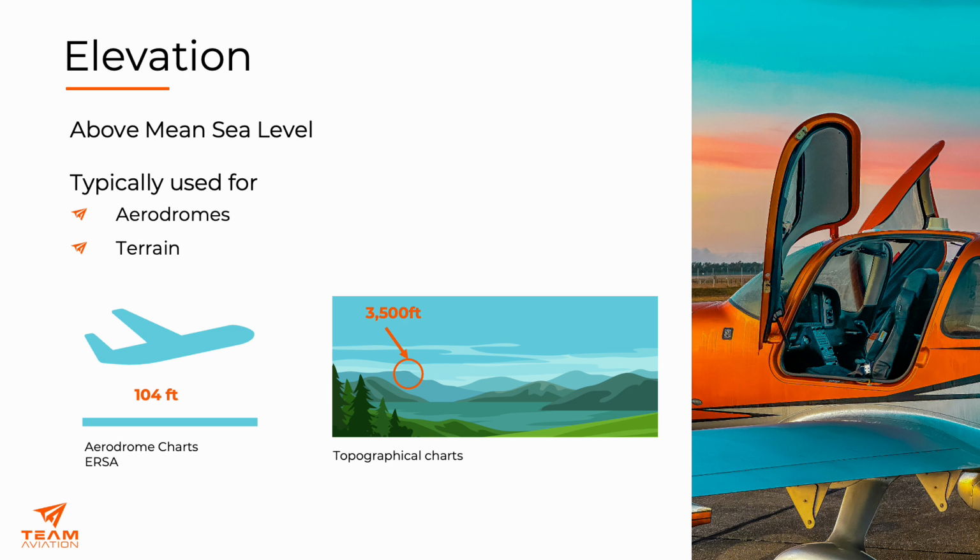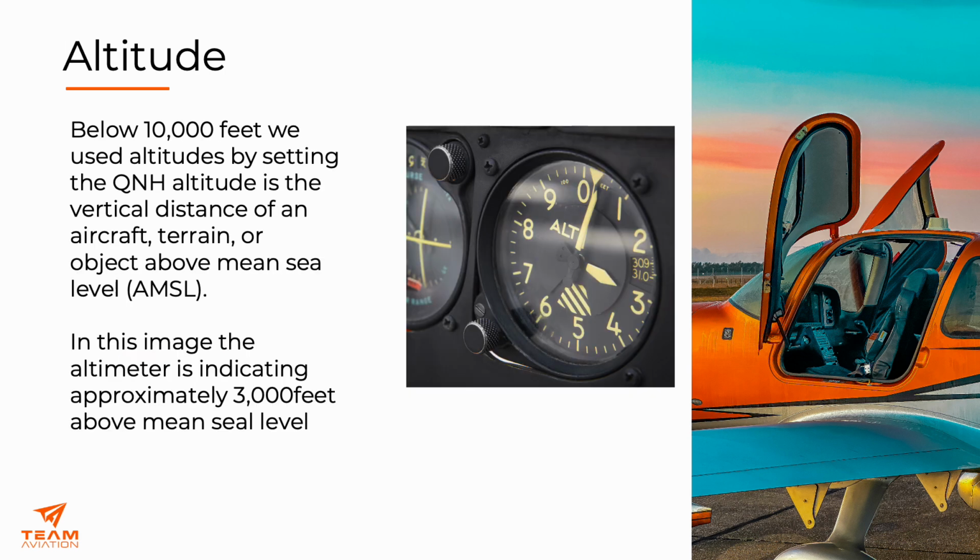Understanding elevation is key to ensuring safe flight operations, as it helps pilots determine altitude settings, avoid obstacles, and comply with airspace requirements. Altitude is a key measurement in aviation, referring to the vertical distance of an aircraft, terrain, or object above mean sea level. Below 10,000 feet, we use altitudes based on the local air pressure setting, known as QNH. This ensures that all aircraft in a given area are using the same reference point for altitude.